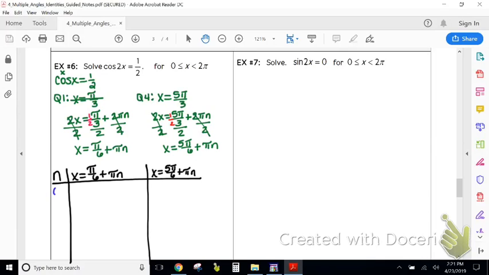So let's start when n is 0. So we're going to plug n is 0 into our first column. So we get x equals pi over 6 plus pi times 0. So that's pi over 6 plus, what is pi times 0? And what is pi over 6 plus 0? And then ask yourself, is pi over 6 in our domain? Is it between 0 and 2 pi? Yes, it is. So I'm going to box it. Then I'm going to plug a 0 into our second equation over there in the third column.